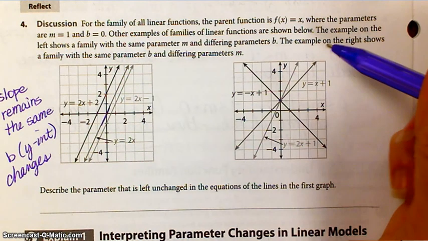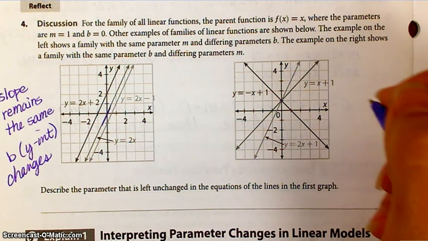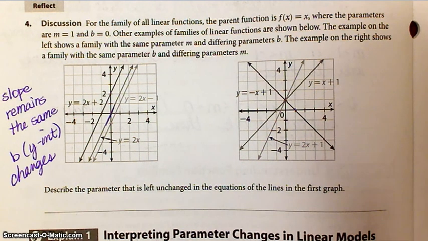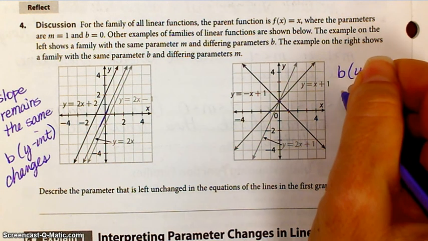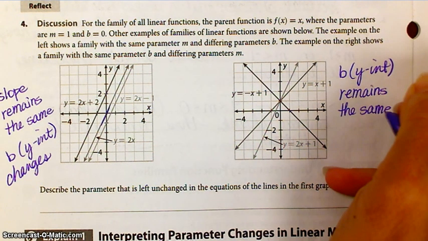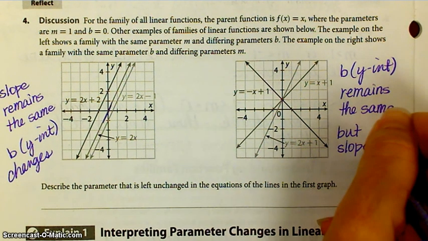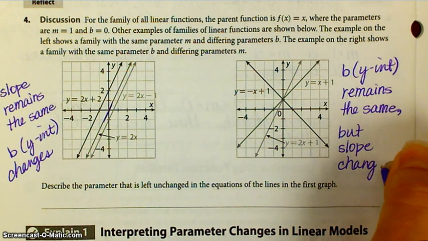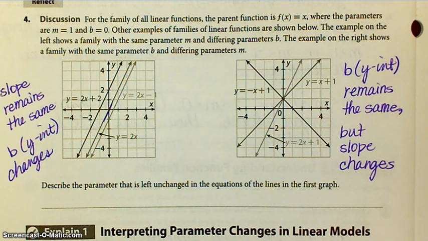On this graph, y equals negative x plus 1, y equals x plus 1, y equals 2x plus 1. On this particular graph, the y-intercept, or the b value, remains unchanged. So they all have the same y-intercept. But the slope is different. Okay. And then we're going to go into taking this information and using it in some actual situations to solve problems.